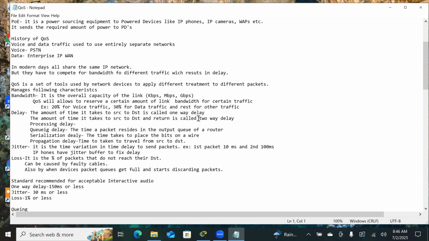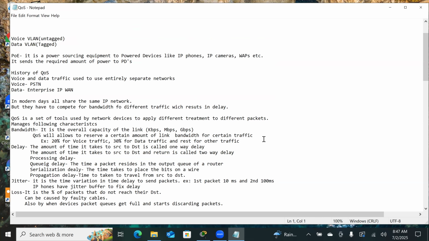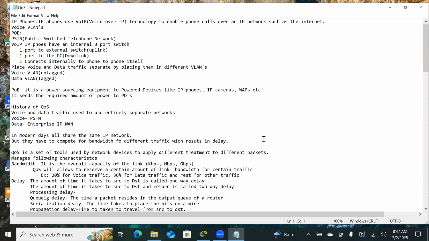So the voice better. Voice data is given the most priority. I mean, in which header am I asking? UDP header. We have prioritization. Are you sure?